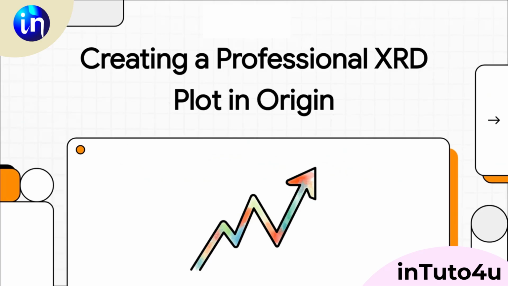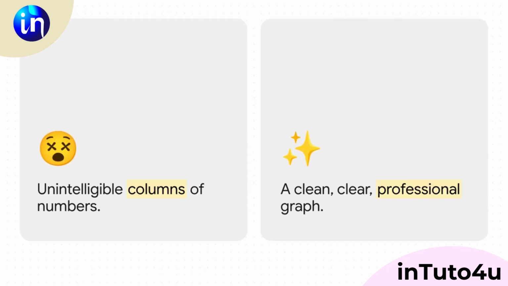Have you ever opened up a raw X-ray diffraction file and just stared at it? You know the feeling. It's just columns and columns of numbers. In this explainer, we're going to break down exactly how you turn that raw data into a beautiful, professional, publication-ready plot using Origin. I mean, look at this.